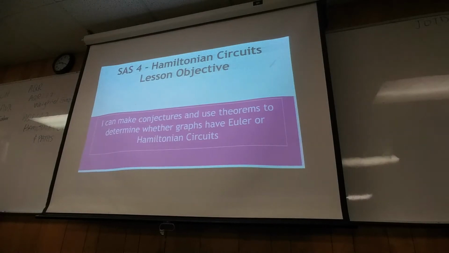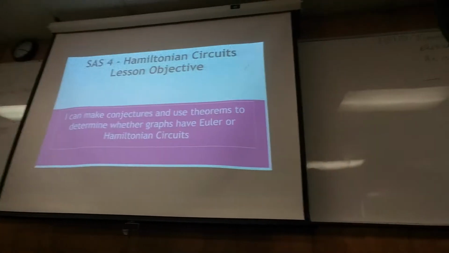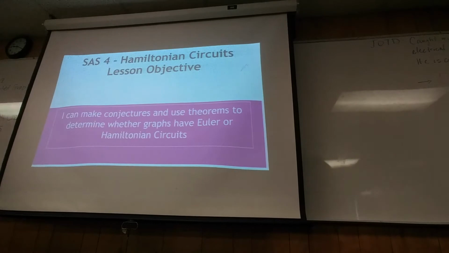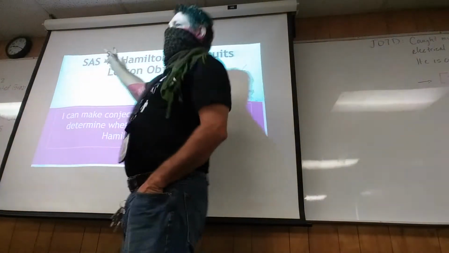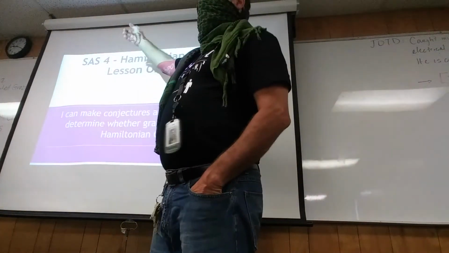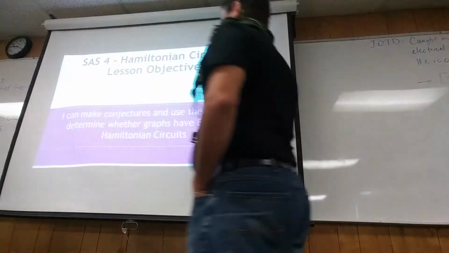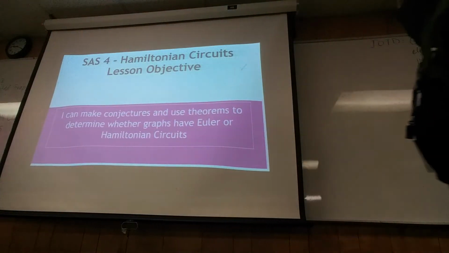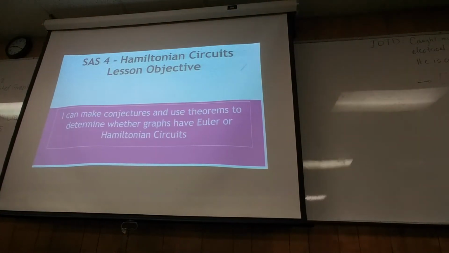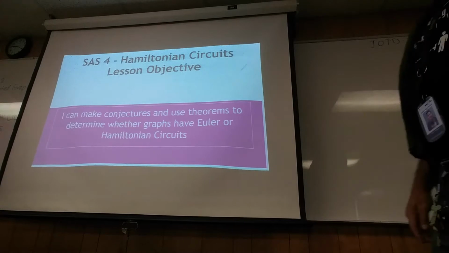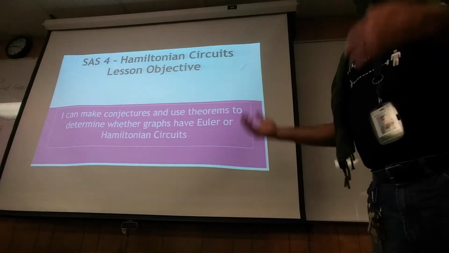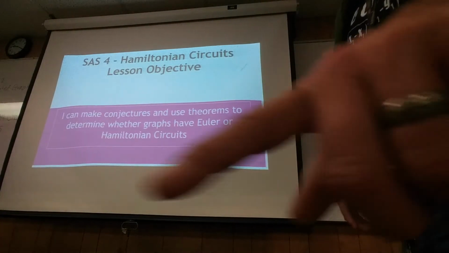Okay, so today's next lesson is Hamiltonian Circuits and Paths. Don't worry about the SAS. It stands for Student Assignment Sheet 4. That's from the book. Lesson objective: I can make conjectures and use theorems to determine whether graphs have either Euler or Hamiltonian circuits, or Euler or Hamiltonian paths.